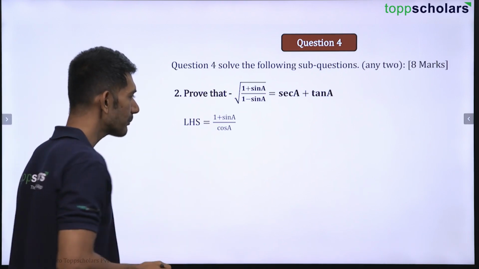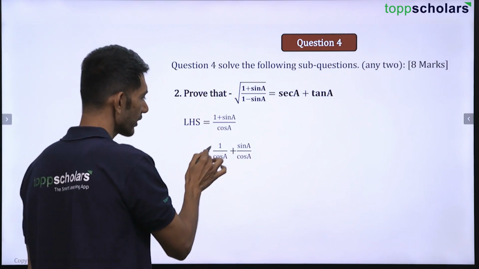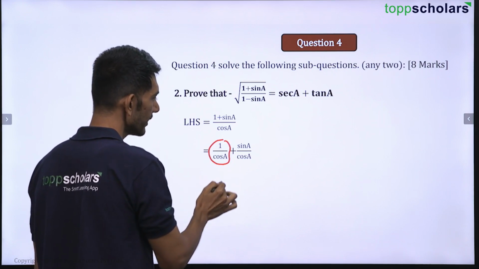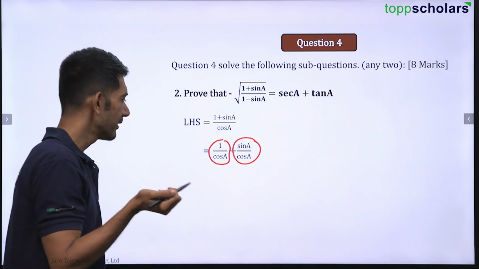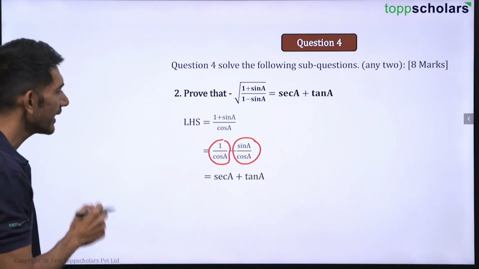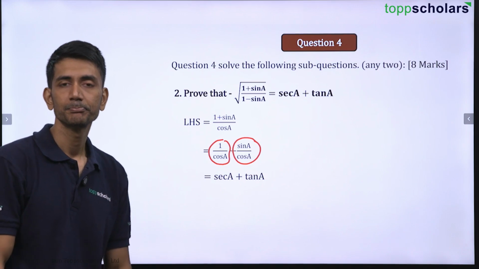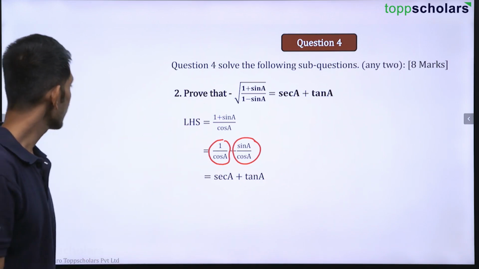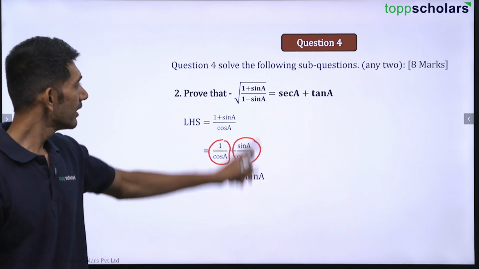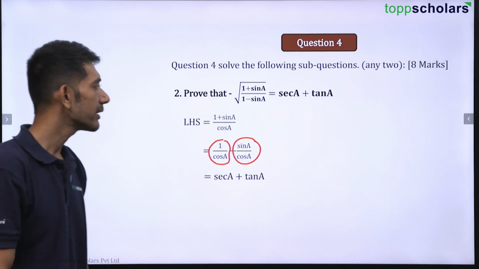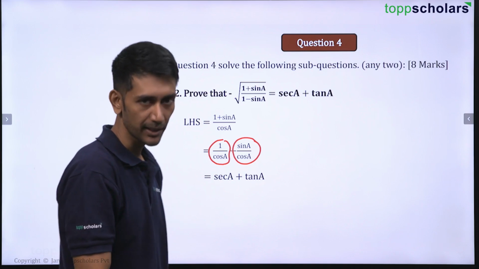Separate the denominator: 1 by cos A plus sin A by cos A. 1 by cos A is sec A. Sin A by cos A is tan A. So can I say I am going to have sec A plus tan A? And that is your RHS. A very simple question, and we have proved that under root of 1 plus sin A by under root of 1 minus sin A is equal to sec A plus tan A.